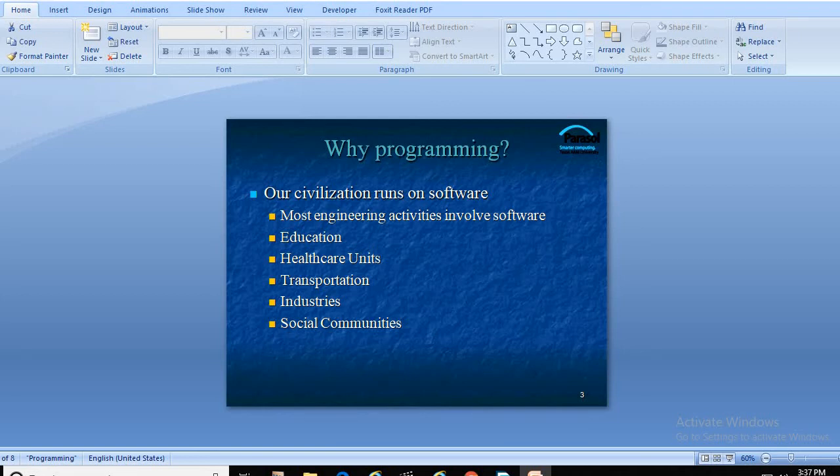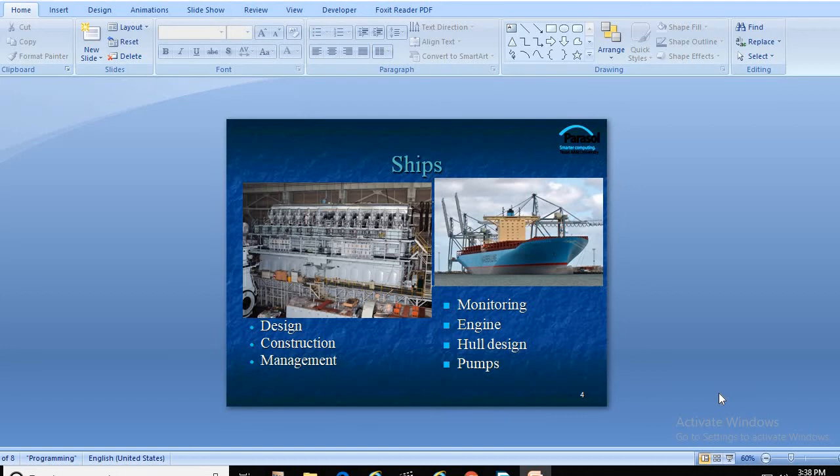Another area is social communities, and these social communities mean many applications, many apps that we are using, which are supported by the social communities. For example, Facebook, Twitter, WhatsApp, LinkedIn, and many other social networks are there. Similarly, we have more examples, looking at very superficial parameters.